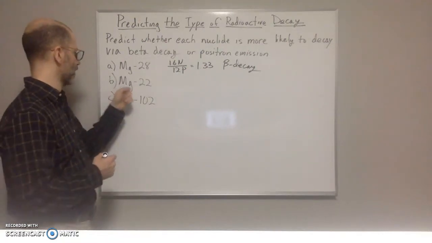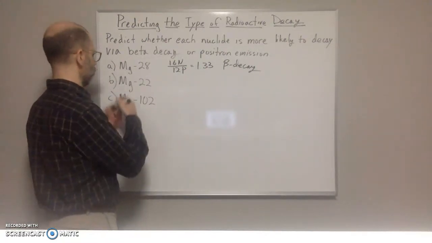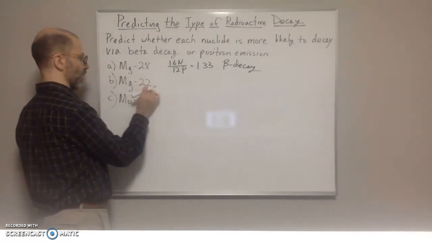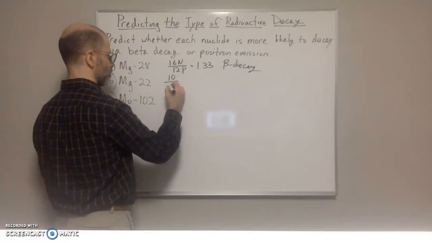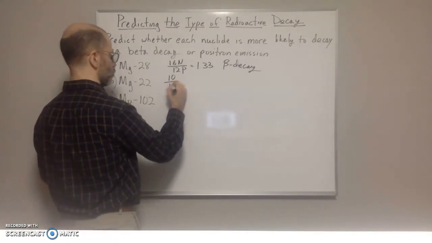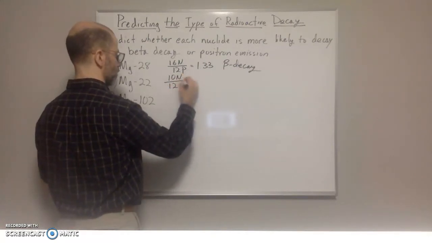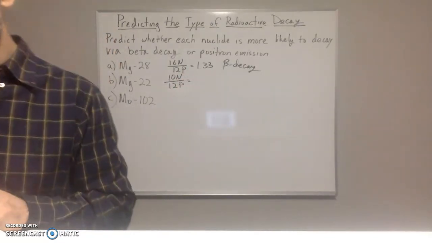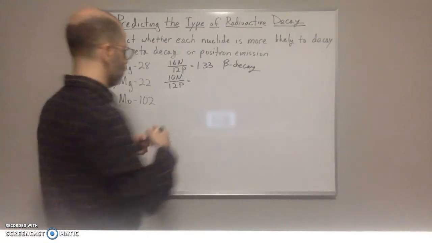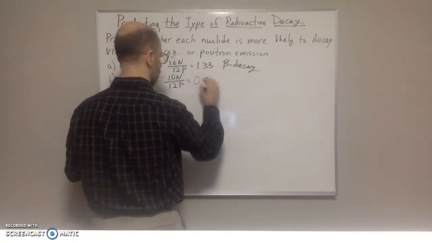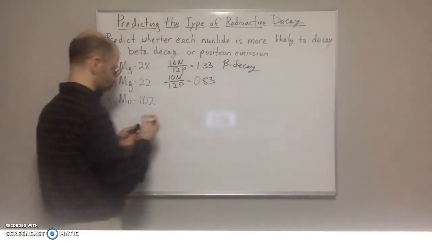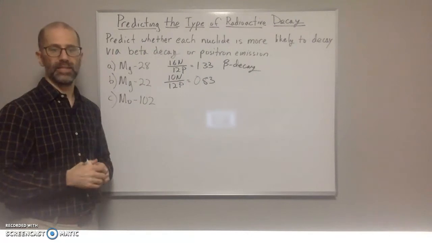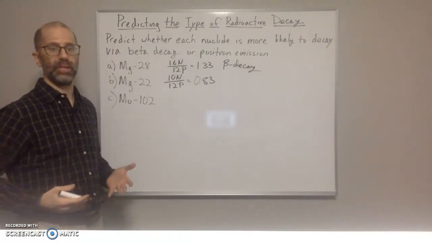Okay, so what about magnesium 22? Same element, so here it's going to be 12. If we subtract 12, that's going to be 10. So we have 10 neutrons over 12 protons, and if we calculate that, that's going to become 0.83. And so now it's too low. So again, the N/Z ratio is too low. Now we need to bring it up.